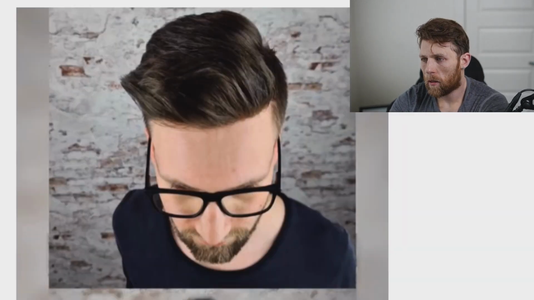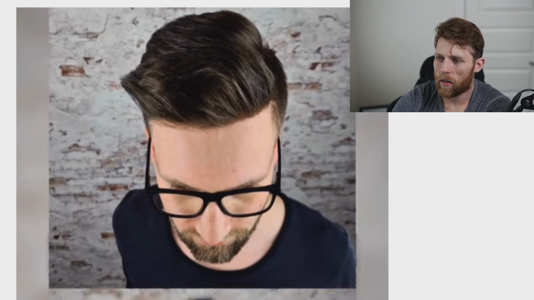Now, with something like this, because the hair is naturally flowing from here back to here, one of the things you have to be careful of is to make sure that the density, the volume, of course the hair color, and finally the texture are a good match for you.